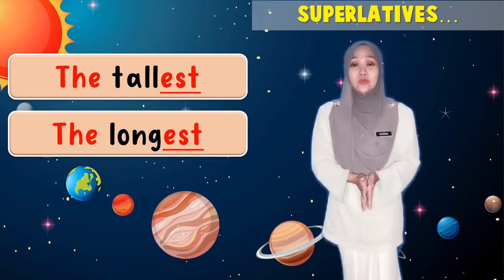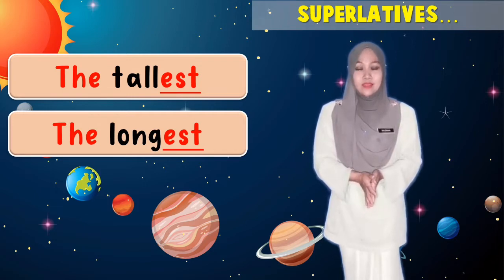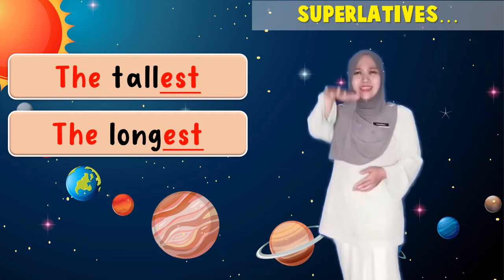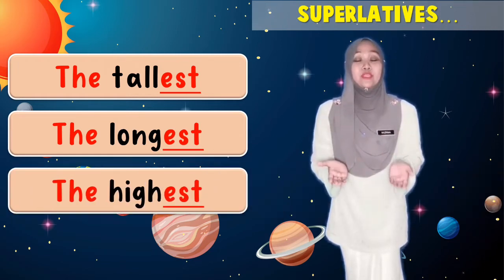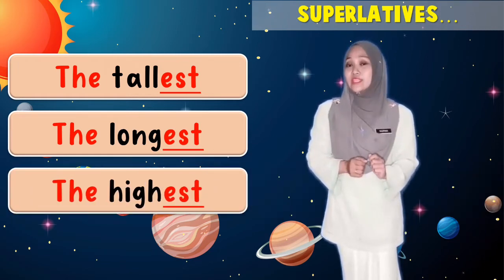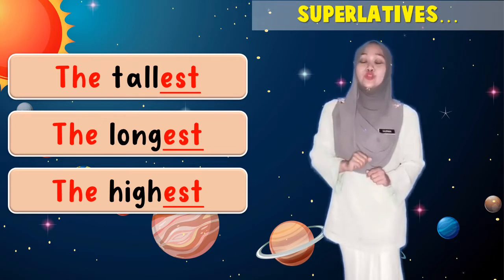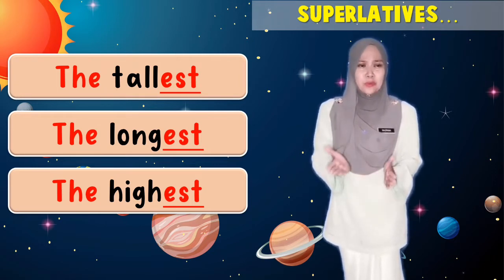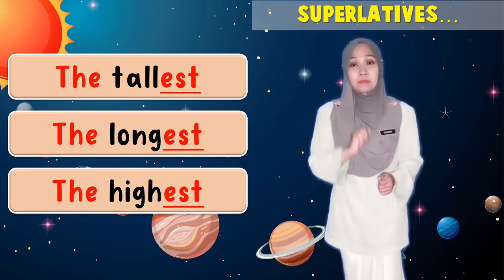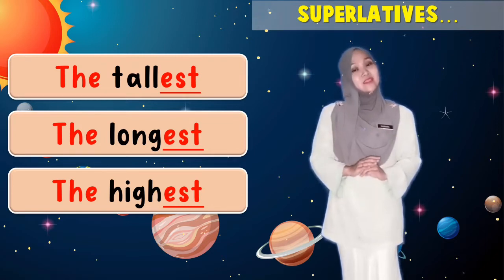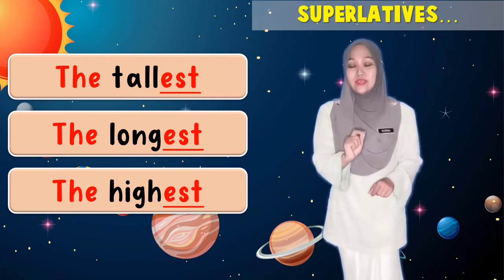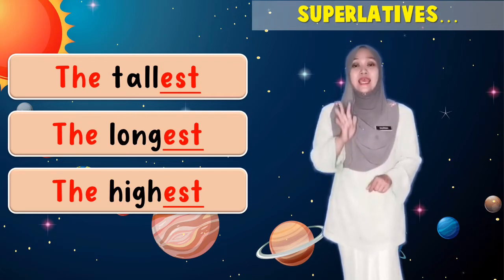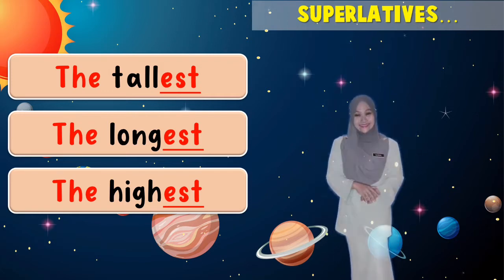And the last one, we have the highest. We put est at the end of the adjective high to show that it is superlative and to compare more than 2 people, animals, and things. Remember to put the word the in front of the word highest.